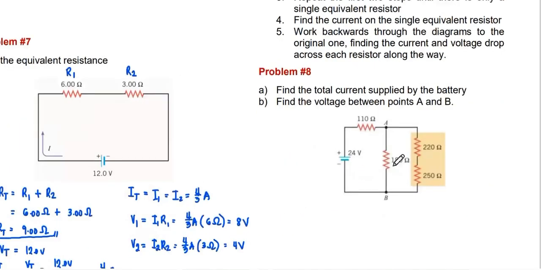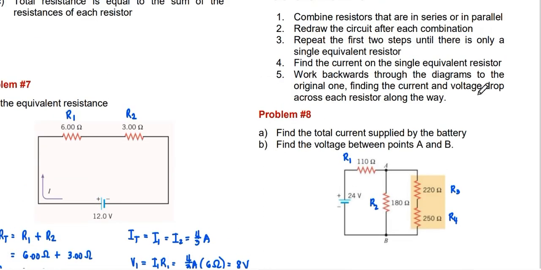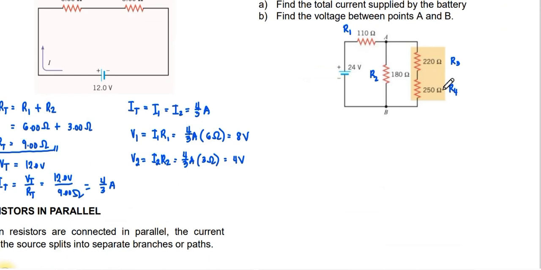So for example, for this connection, we are to find the total current supplied by the battery, and we are to find the voltage between points A and B. When we don't have the labels for each resistor, let's say this is R sub 1, this is R sub 2, this is R sub 3, and this is R sub 4. We are to combine the resistors that are in series or in parallel. So let's start first with R3 and R4. We're going to redraw that.